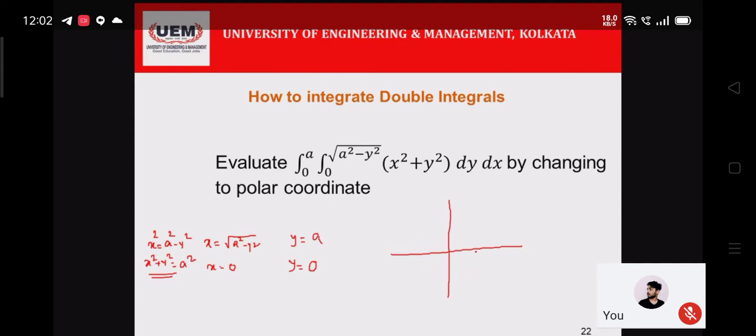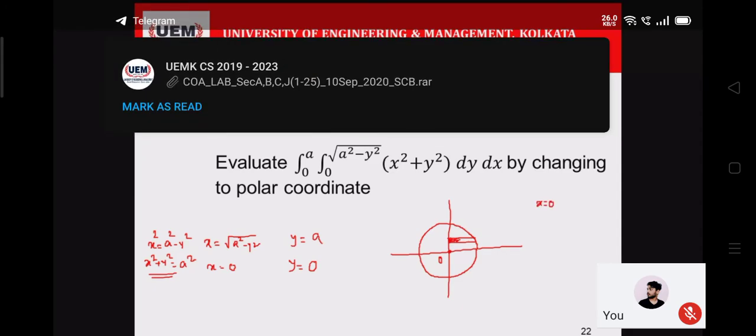Let's check now. So suppose this is 0. Now remember that strip calculation, how I showed you how to decide the region by strip. You may consider a horizontal strip here, like this. Then the horizontal strip starts from x equals 0. This is the x equals 0 point. So it starts from x equals 0 and ends on this.